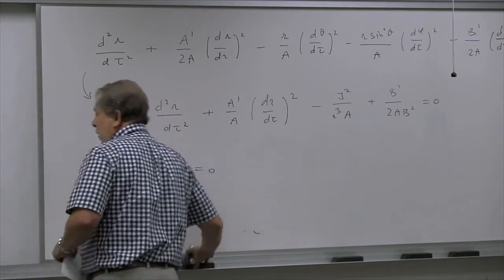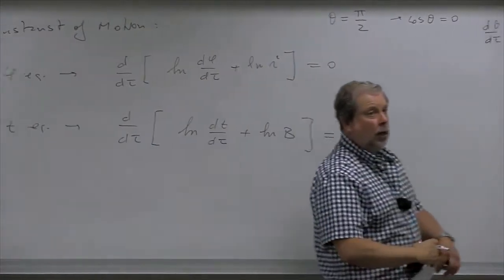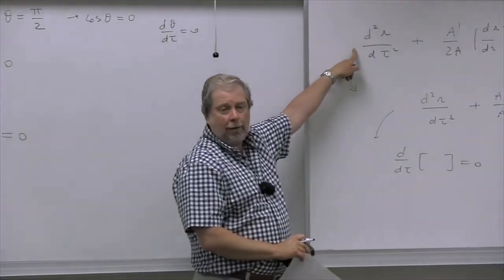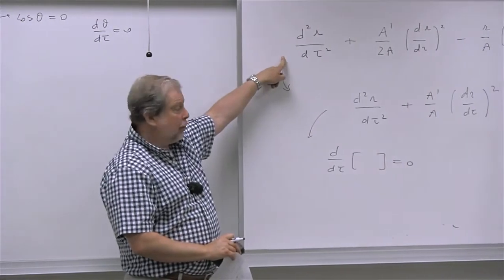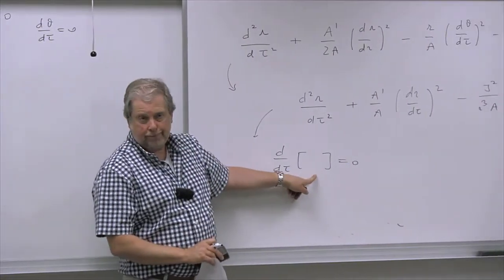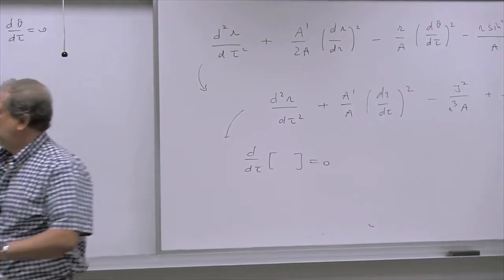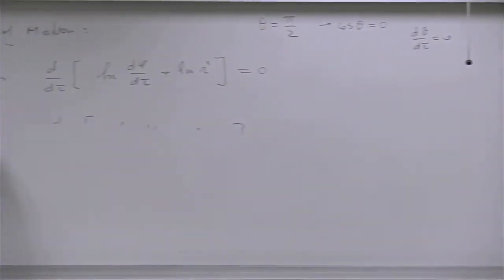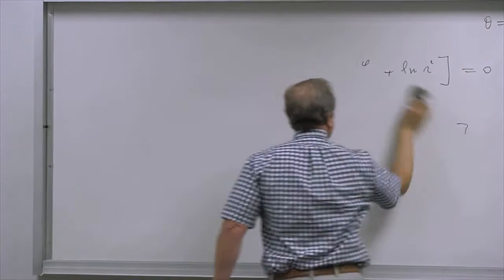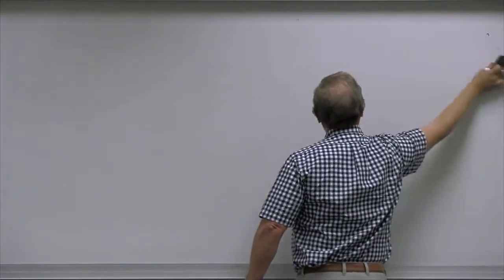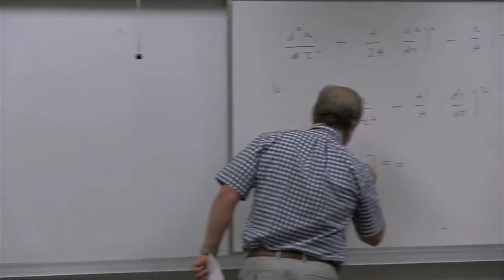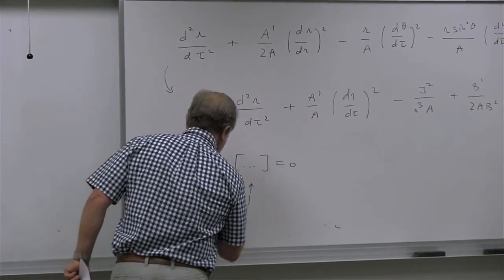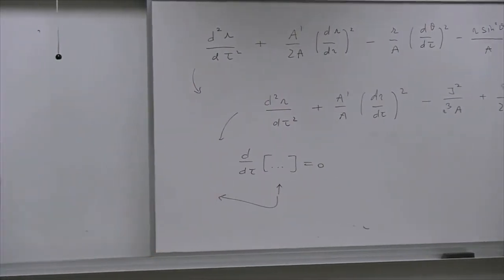So we can factor out a d by d tau. And so that basically means going from the equation of motion, which is the analog of F equals ma, to an energy, the expression for the total energy, which is a constant of the motion. First integral. So dot, dot, dot. And so the dot, dot, dot is this.